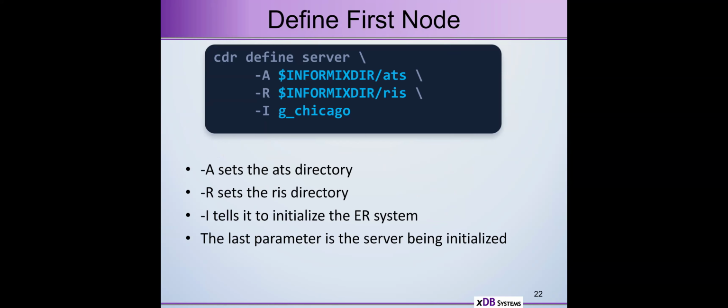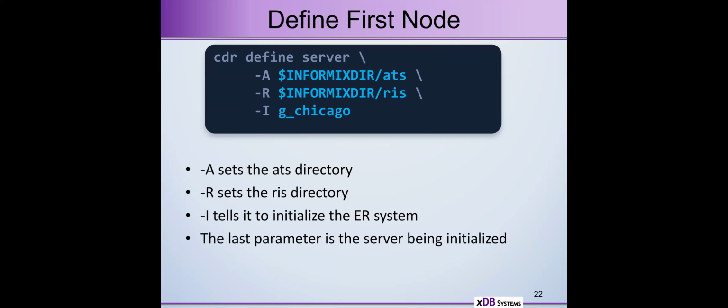The command is cdr define server. You'll find all the commands start with cdr. Then we're passing -A and -R, so we're telling it to use an ATS and an RIS directory. Then we do an -I, which is initialization, and then we give it the group name. You can do pretty much all CDR commands to remote systems with the -c. You can also do pretty much all of them through sysadmin tasks. At this point, you'll actually see with the Chicago server, it building the syscdr database. You'll see it come online. This usually only takes a few seconds.